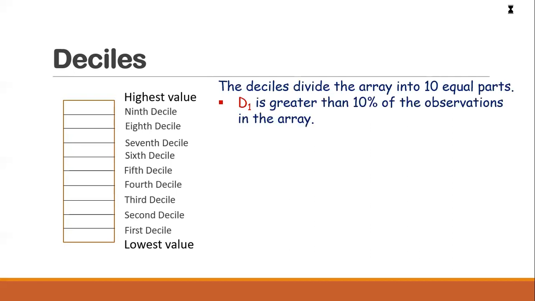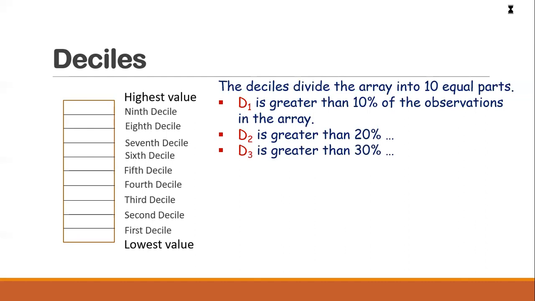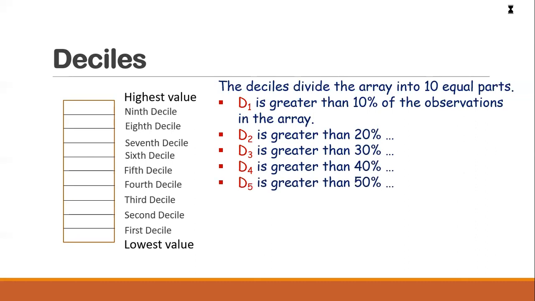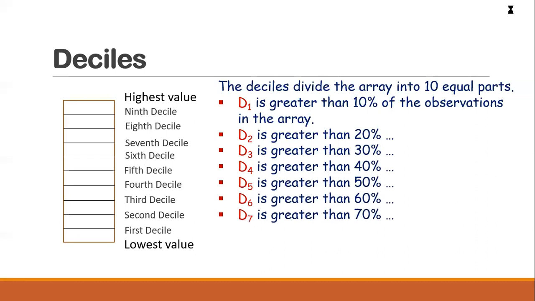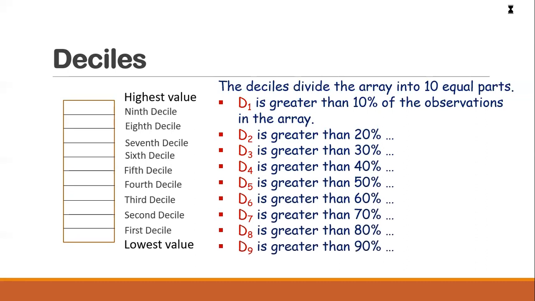So D sub 1 is greater than 10% of the observations in the array. D sub 2 is greater than 20%. D sub 3 is greater than 30%. D sub 4 is greater than 40%. D sub 5 is greater than 50%. D sub 6 is greater than 60%. D sub 7 is greater than 70%. D sub 8 is greater than 80%. D sub 9 is greater than 90%.